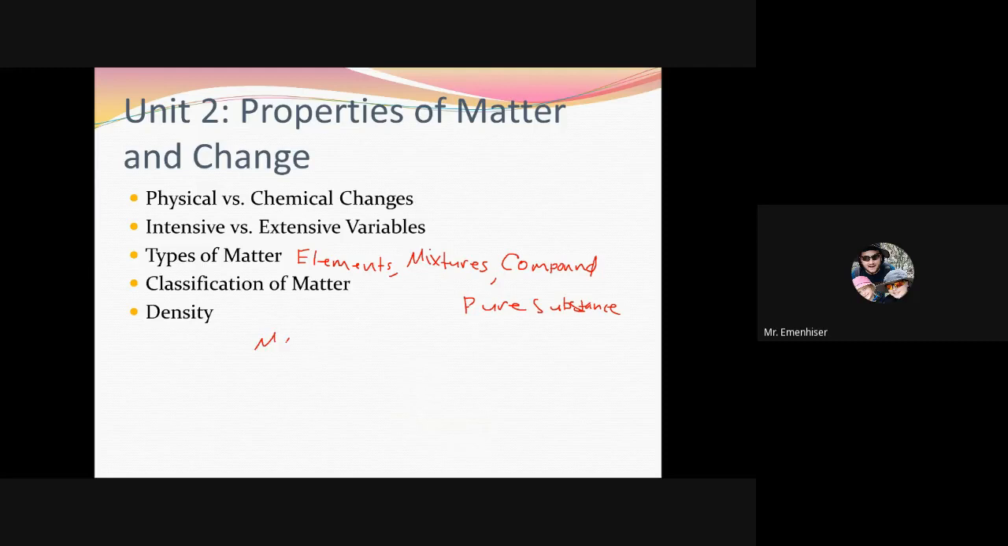And then we'll have to classify matter. So if we say, okay, here's matter, let's make a chart where we got this one, then this one, and then we break down into this one and this one. How do we break down matter and classify it into its groups? And then we got density, which, remember, is mass over volume, because we love density, right?